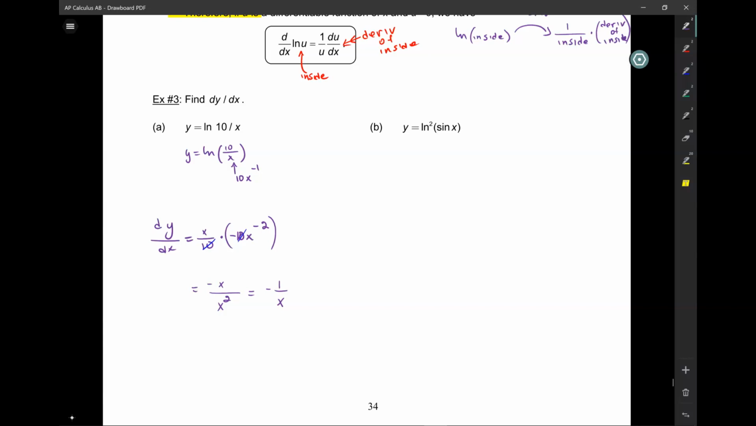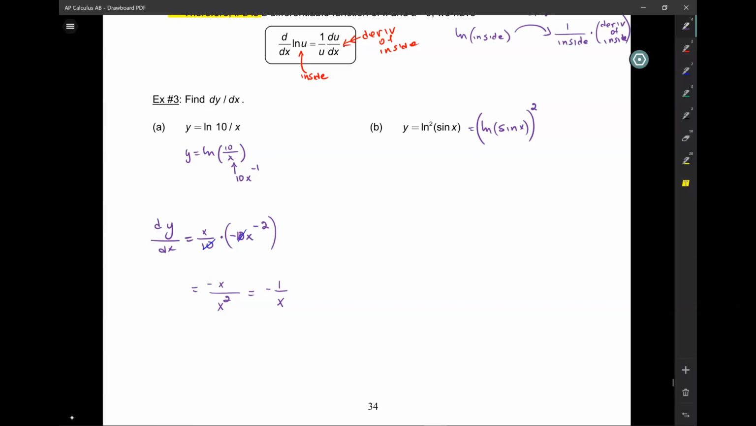All right, take a look at this one. Major chain rule here, right? It's ln squared of sine of x. Well, what does that mean really? This is really ln of sine of x, squared, right? You can write the square either here or there.